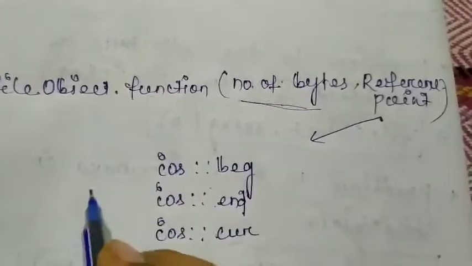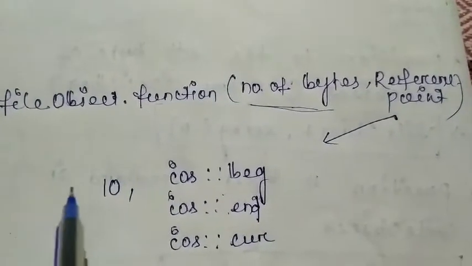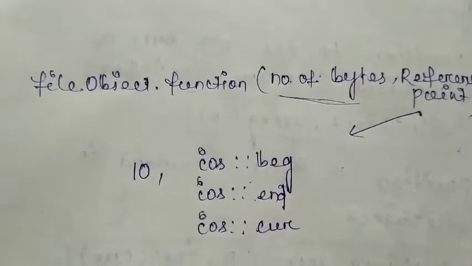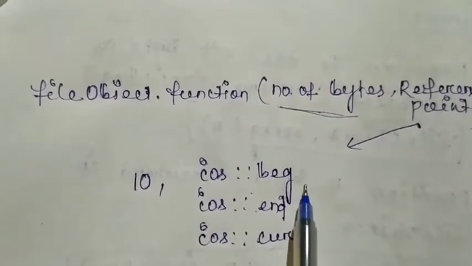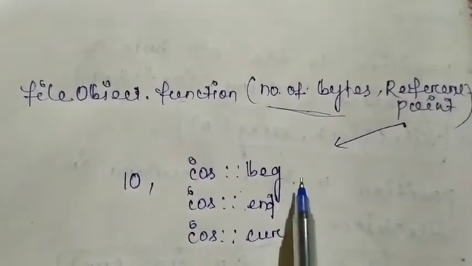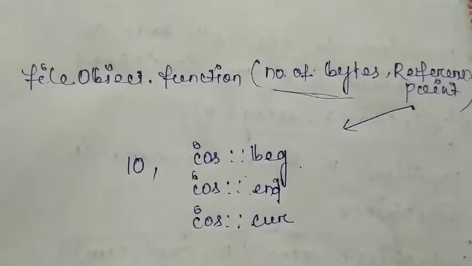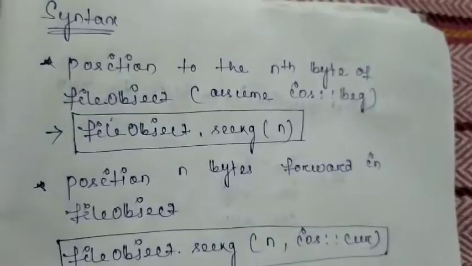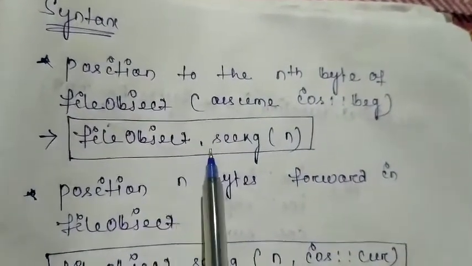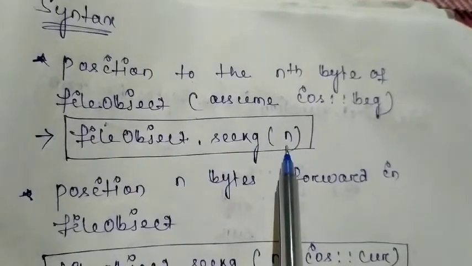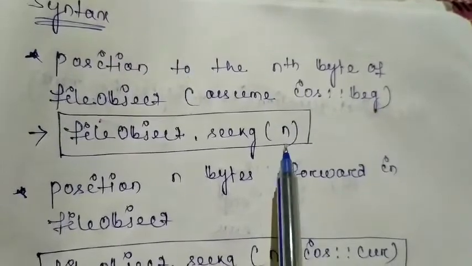And if I write 10 comma ios::beg with seekg, then the get pointer will point to the 10th byte from the beginning. So we have to understand it like this. Let's see some examples. If we write the file object, see here, we are taking only one argument.